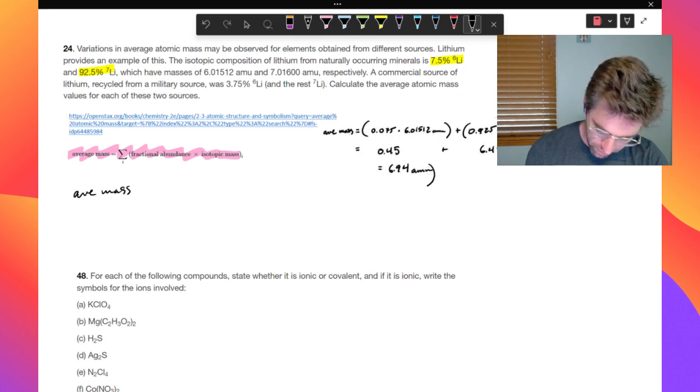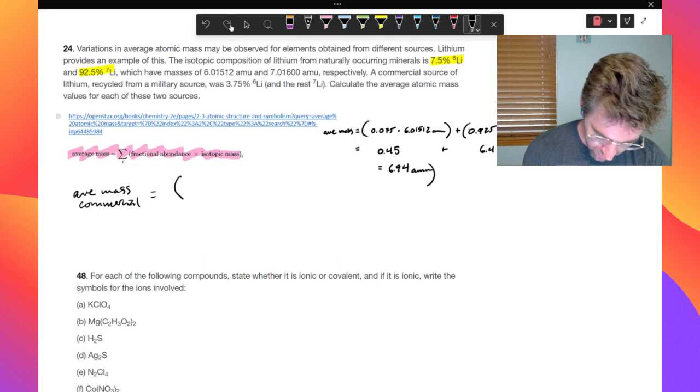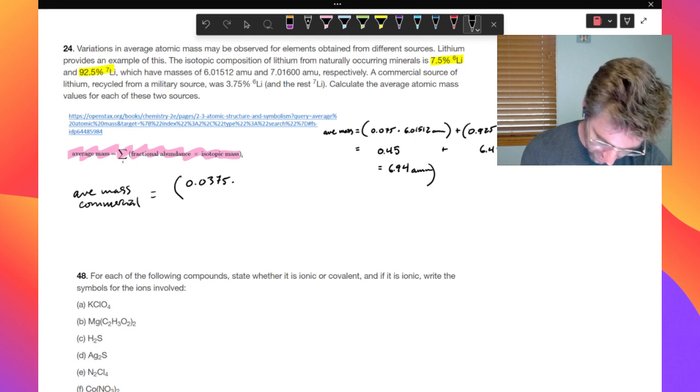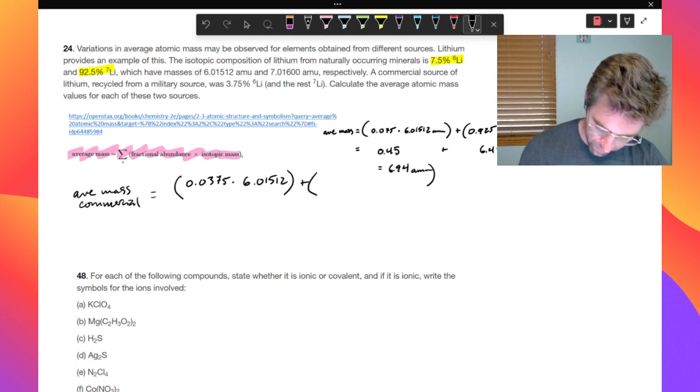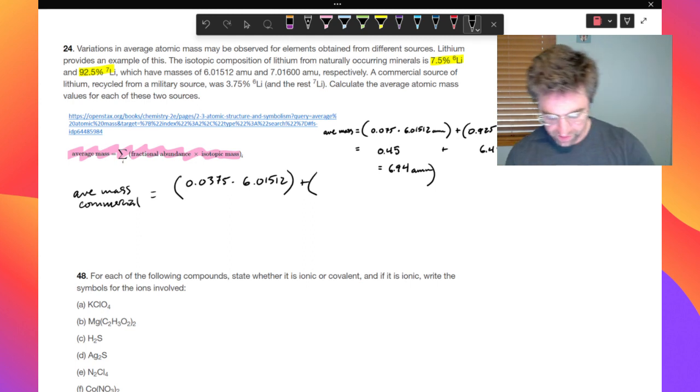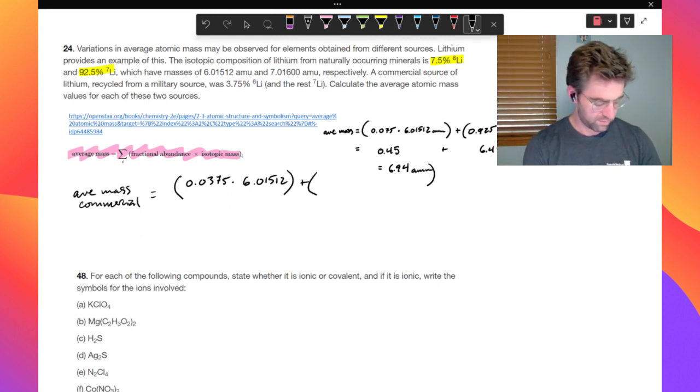And now we have our unknown, the commercial. We're given 3.75% of lithium-6, and again, that was 6.015. Plus, and the rest was lithium-7. So that would give us 96.25.